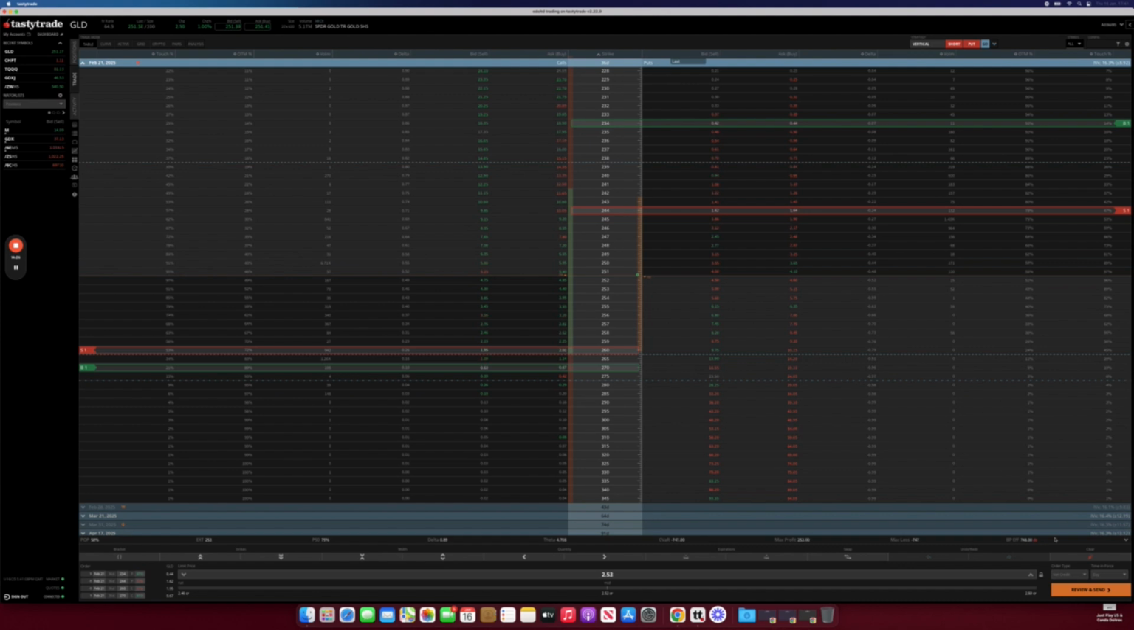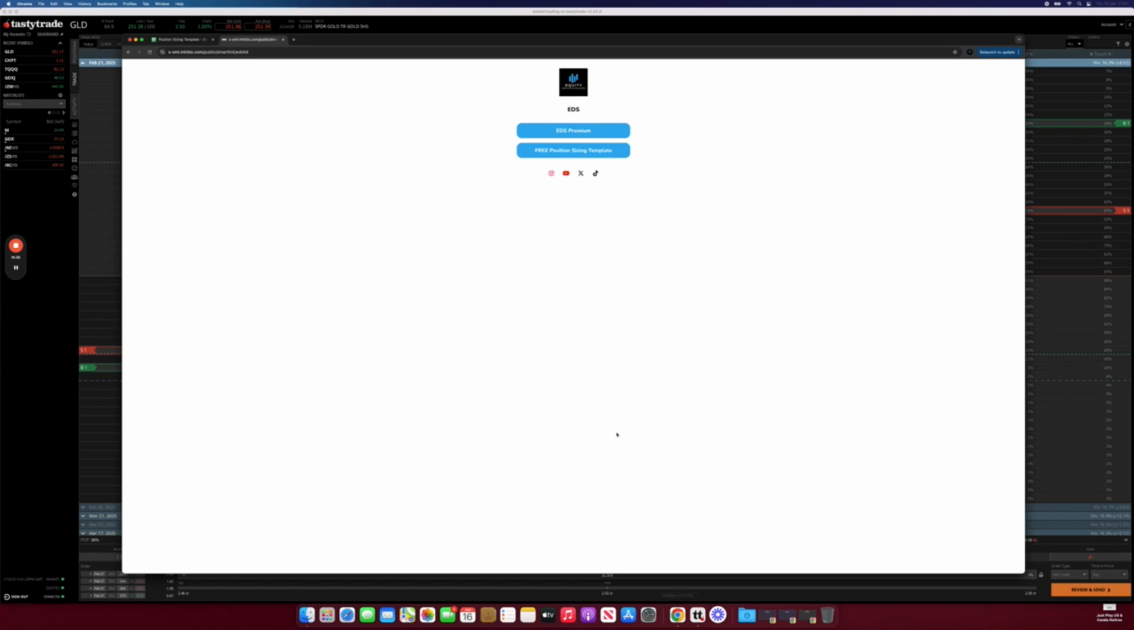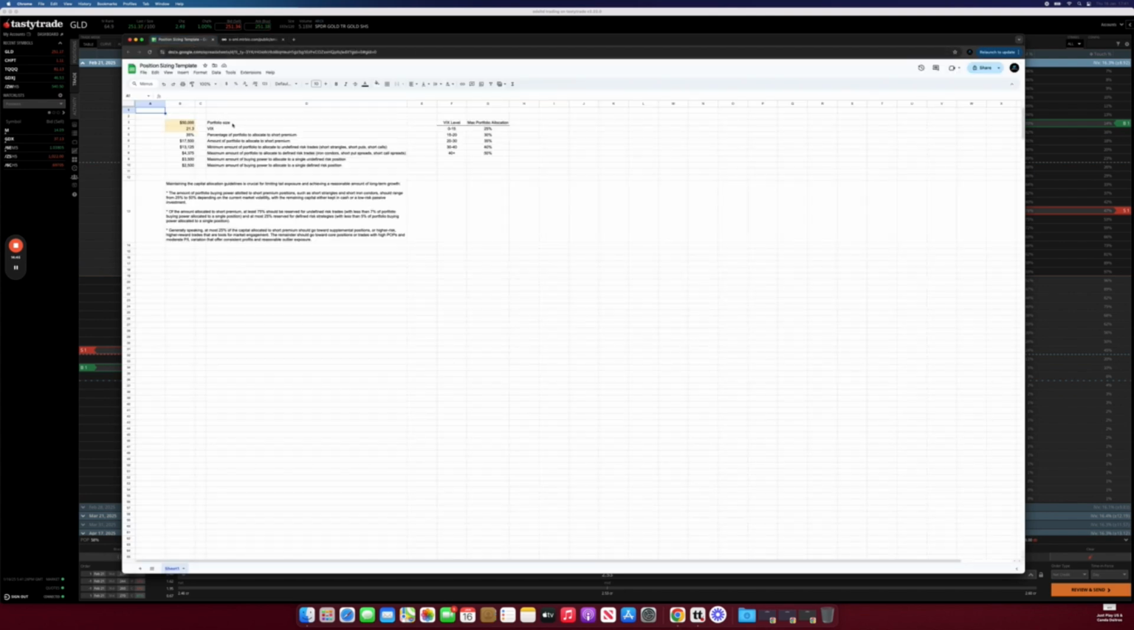Now, how do you know how much buying power you should be allocating to your positions? How do you know what ratio of naked and covered positions you should be having in your portfolio? Well, in order to figure that out, we've created a free position sizing template. The link is in the description, and you just click on this button here and it will take you over to this spreadsheet, and everybody can make a copy of this and use it.